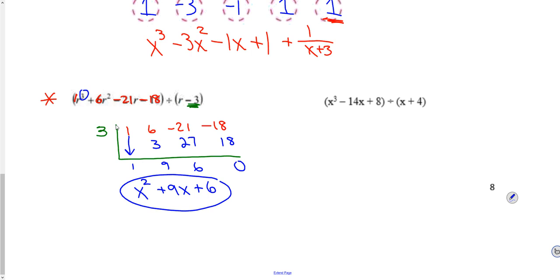So that means that r minus 3, it's a factor of the longer polynomial. When it divides evenly and there's no remainder, it means that it's a factor.